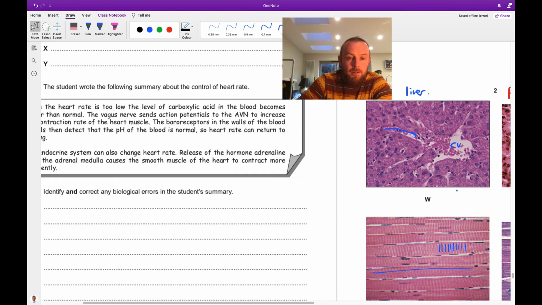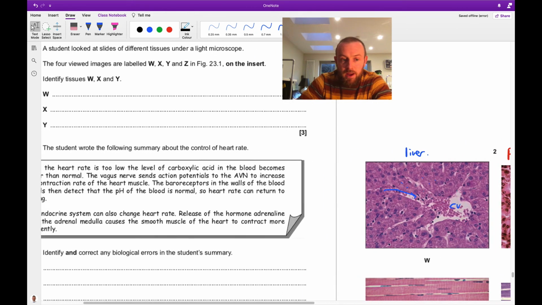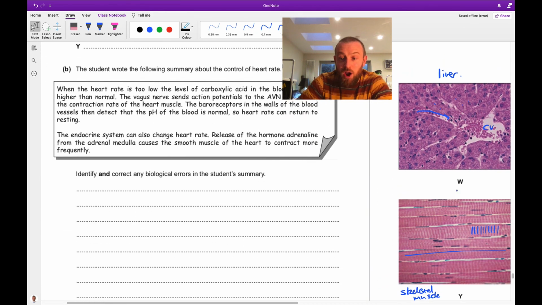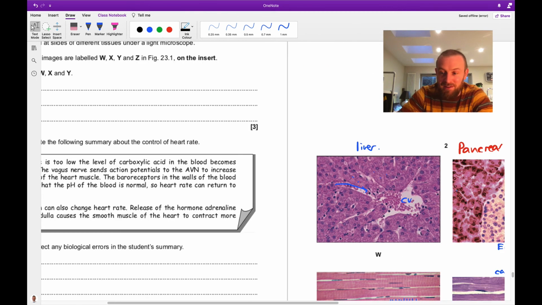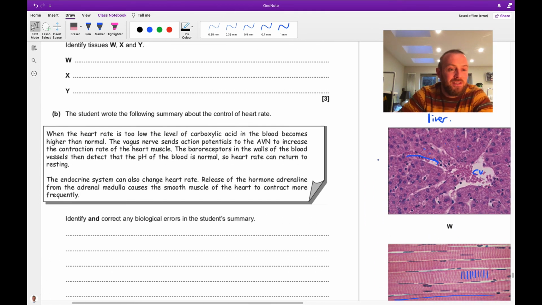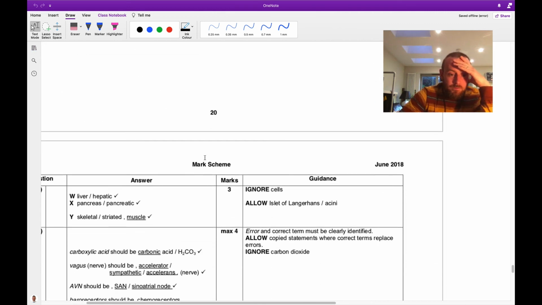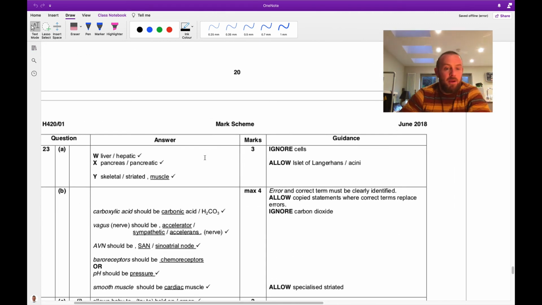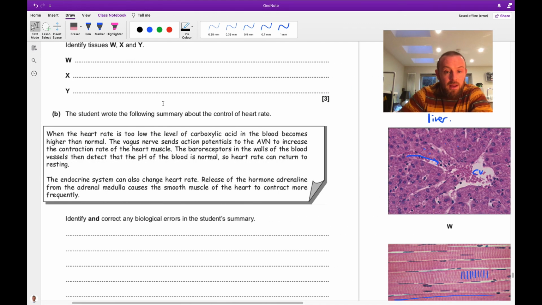Okay, so let's check that. I'm saying W liver, X pancreas, Y skeletal muscle. Let's check the mark scheme. W liver, X pancreas, Y skeletal muscle. Great, yeah, good. Okay, moving on to the next bit.